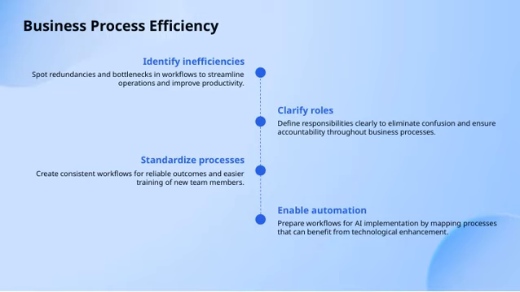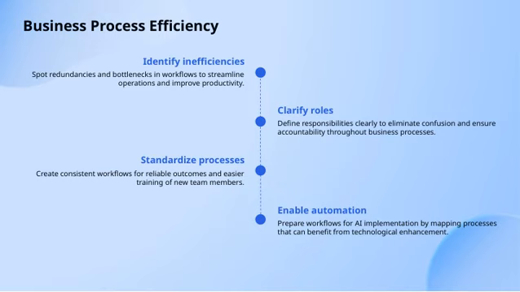Let's talk about business process efficiency. First, it's important to identify inefficiencies, those areas where workflows may be slowing us down or causing unnecessary work. By spotting redundancies and bottlenecks, we can streamline our operations and boost productivity. Next, clarifying roles is vital. When responsibilities are clearly defined, it reduces confusion and ensures everyone knows what they're accountable for, which keeps the process moving smoothly.